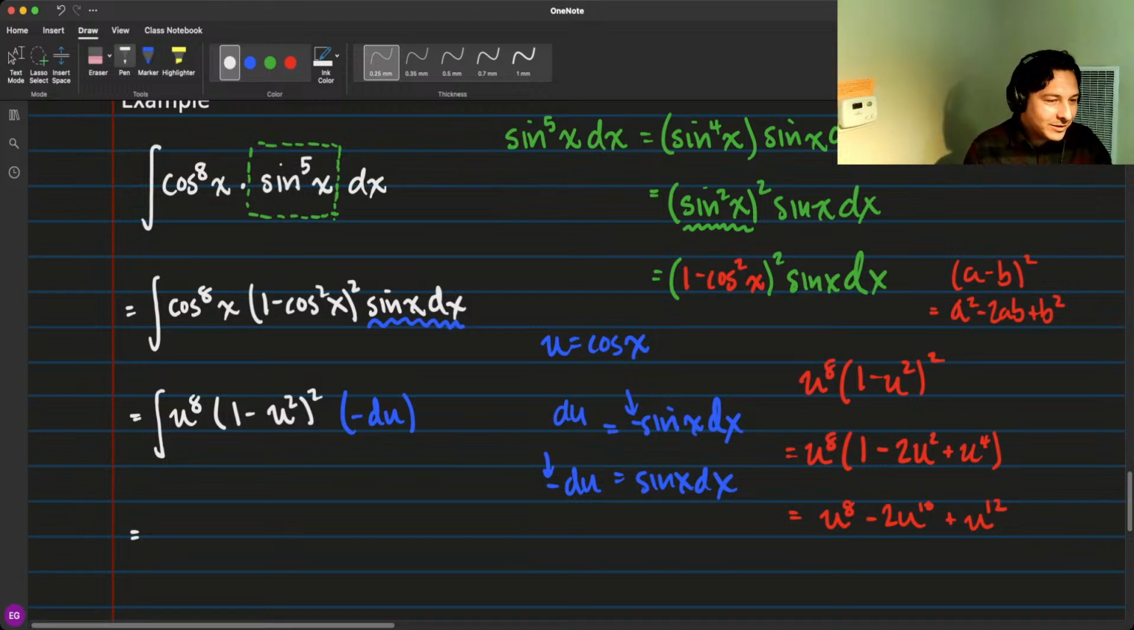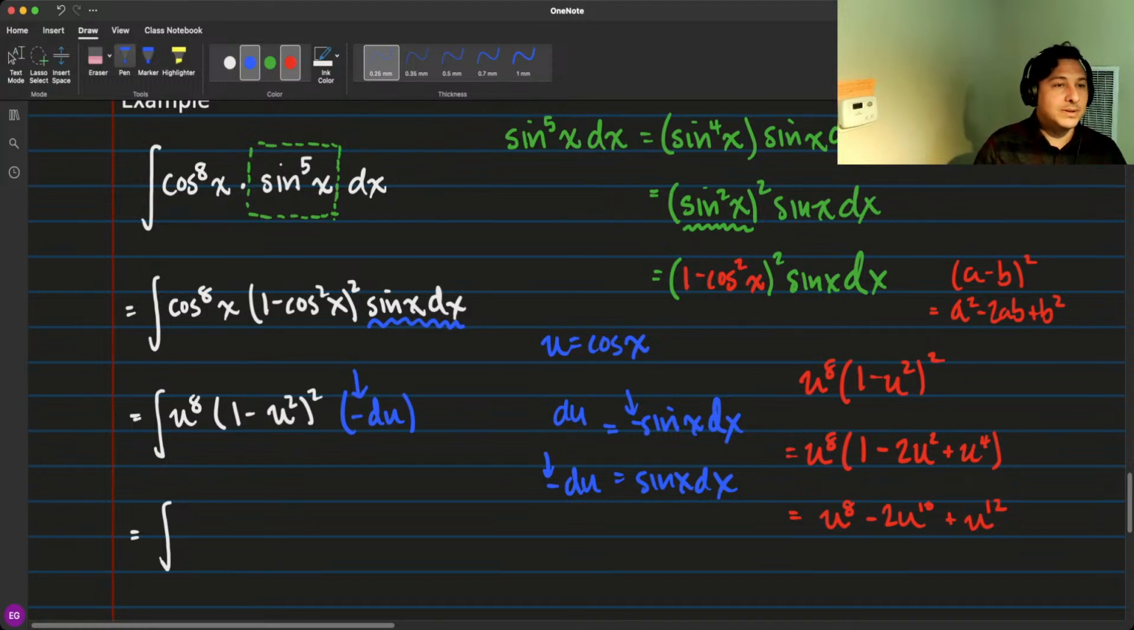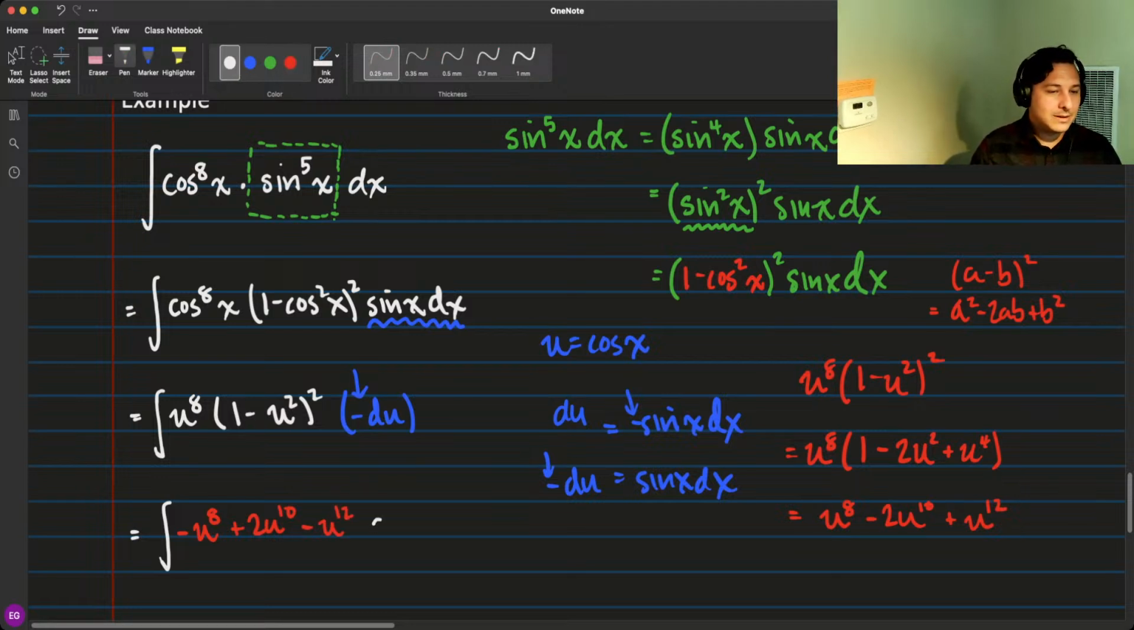Okay, so now you have to be careful. Don't forget about this minus right here. Do you see this minus from the du? I'm going to multiply all that through. So when I put it back inside, I'm going to get minus u to the 8th plus 2u to the 10th minus u to the 12th du. Does it make sense to everyone? I had to change the order because of the minus in front of the du. If you forget that, it's all screwed up.